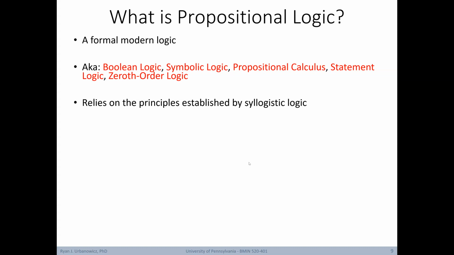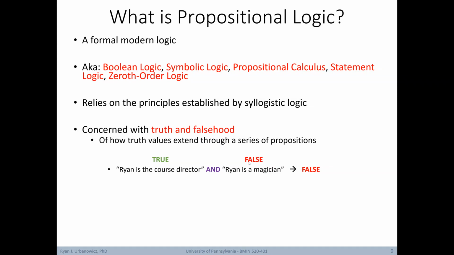First off, it's a formal modern logic. It's also referred to as Boolean logic, symbolic logic, propositional calculus, statement logic, or zeroth order logic. As mentioned, it relies on the principles established by syllogistic logic. Propositional logic is concerned with truth and falsehood. More specifically, how truth values extend through a series of propositions.